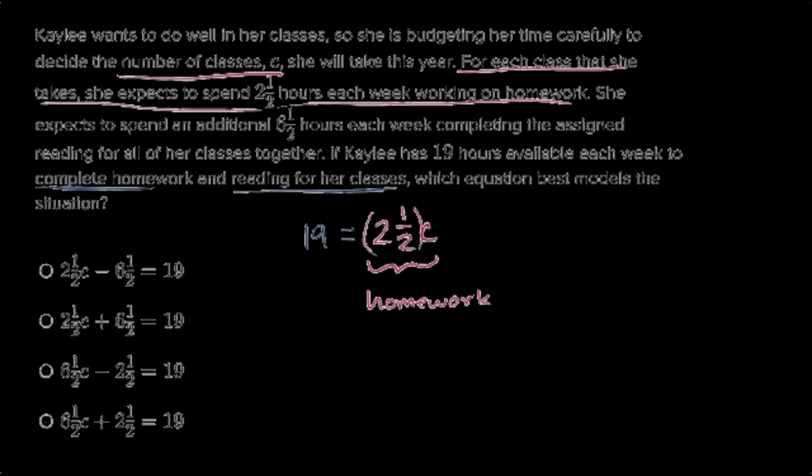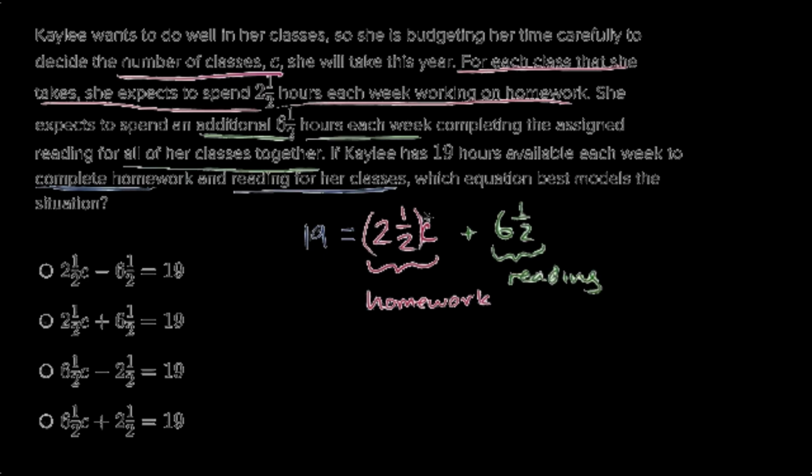And how much is she going to spend on reading? Well, it says over here, she expects to spend an additional 6.5 hours each week completing the assigned reading for all of her classes together. So this sentence says it doesn't matter how many classes she takes, she's going to spend 6.5 hours reading. So it's not dependent on the number of classes she takes. And so the amount she spends on homework plus the amount she spends on reading need to add up to 19 hours. So which of these choices are what I just wrote over here?